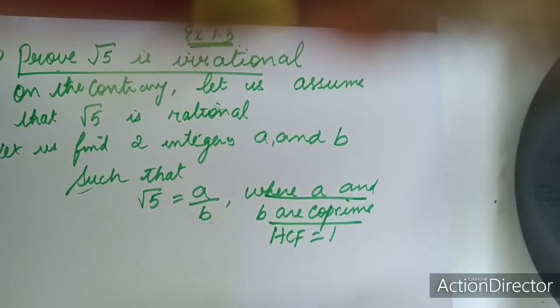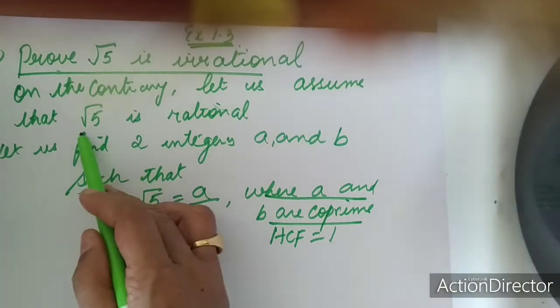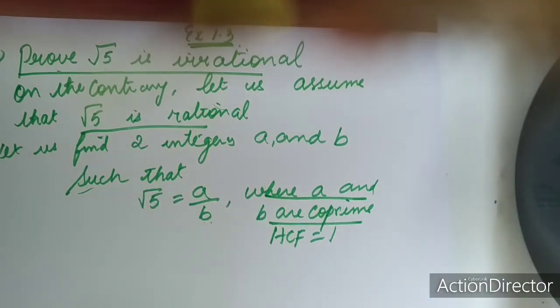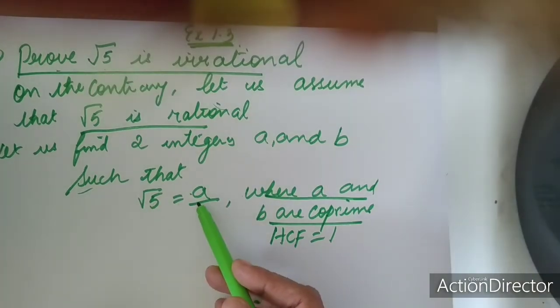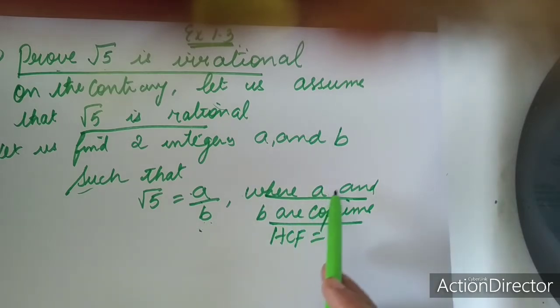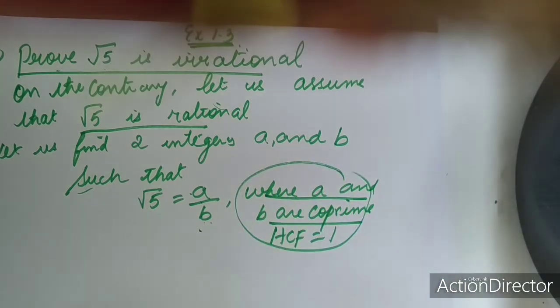What do you mean by rational number? Rational numbers are the numbers which can be expressed in the form of P upon Q, where P and Q are integers. Since we have assumed that root 5 is rational, we have to find two integers, A and B, such that root 5 is equal to A upon B. One more condition you have to remember: A and B are co-prime, that is, the HCF of both these numbers is equal to 1.